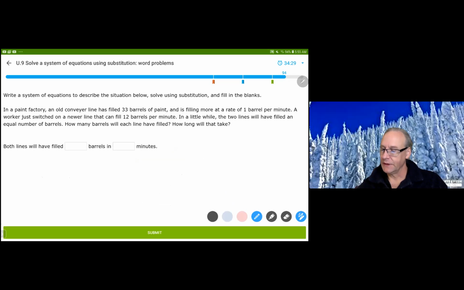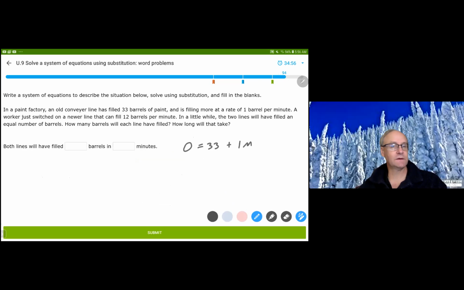In a paint factory, an old conveyor line has filled 33 barrels of paint and is filling more at a rate of 1 barrel per minute. So the old conveyor line, and then we have the new. I guess I could use O for the old. And it has 33, it's already done, and it's filling at 1 per minute.